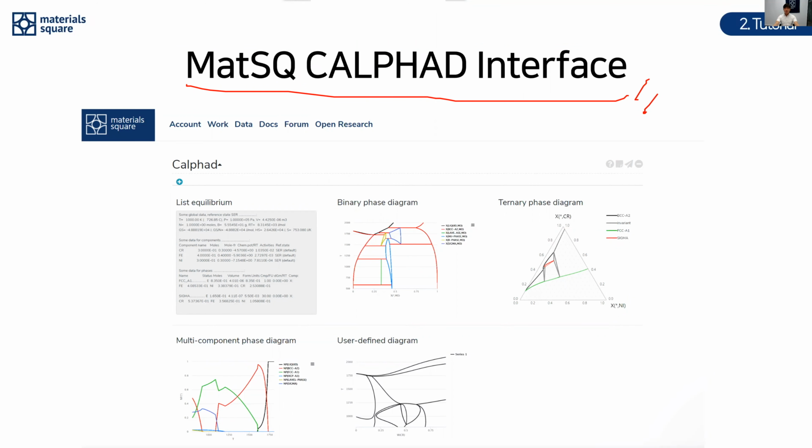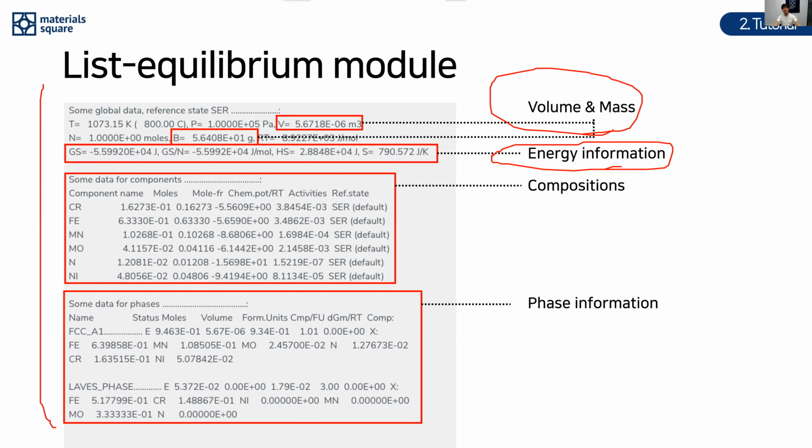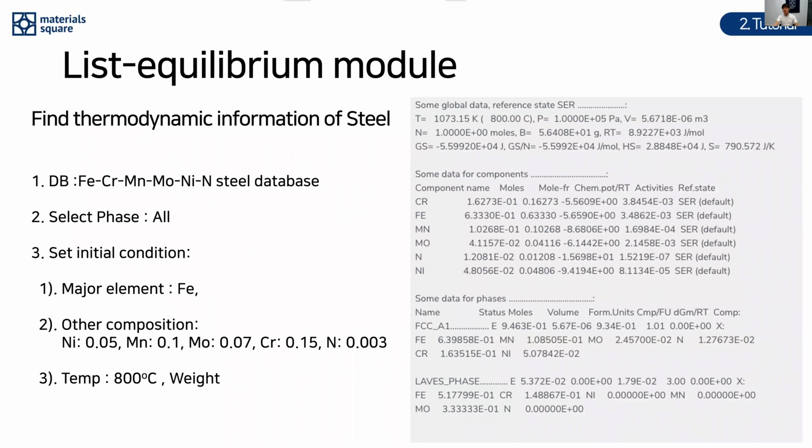Firstly, let's see the list equilibrium module. In the list equilibrium module, we can get thermodynamic information at a given temperature, pressure, and composition. As shown in the following figure, we can get volume, mass, energy, Gibbs energy, enthalpy, entropy, and the phase information of a system at the given condition. This module is one of the useful modules when researching or developing materials. Let's start the tutorial of this module.